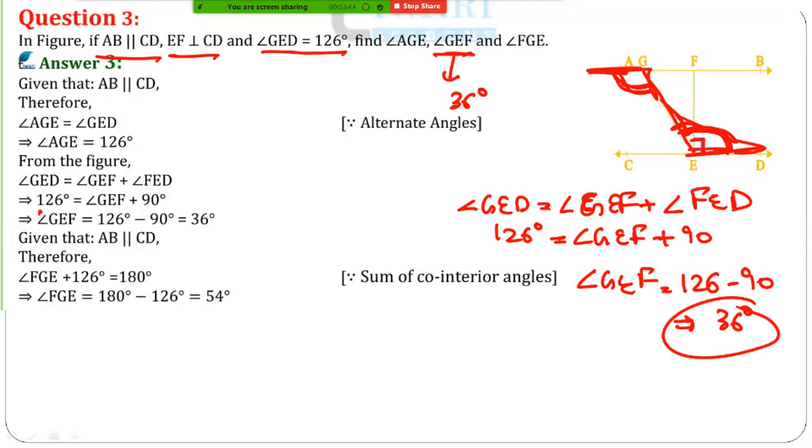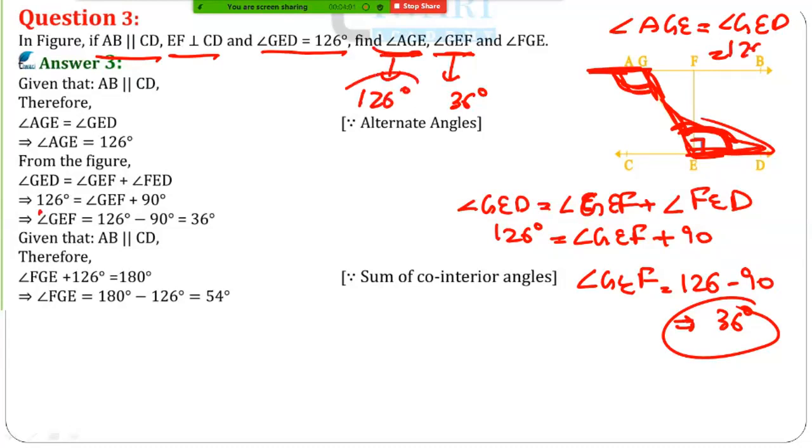So the angles that form a Z shape are your alternate angles. So this angle AGE is equal to angle GED, that is 126. So the value of angle AGE is equal to 126 degrees. So that is also formed.